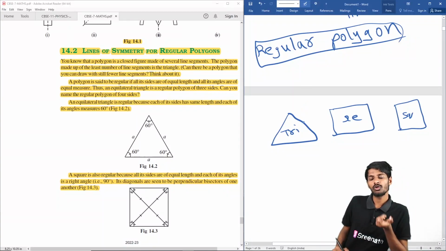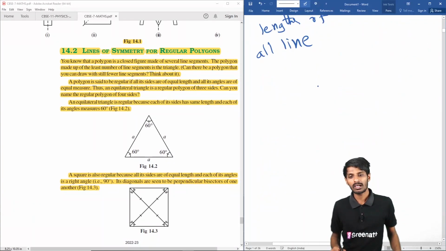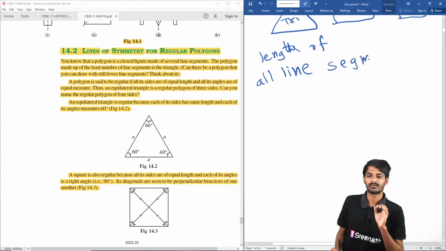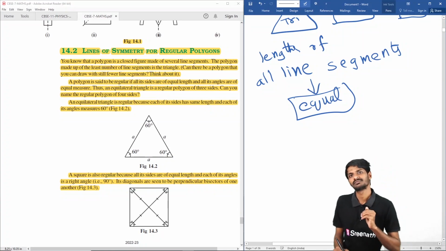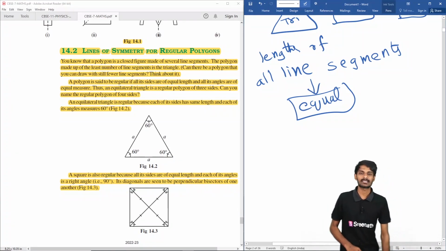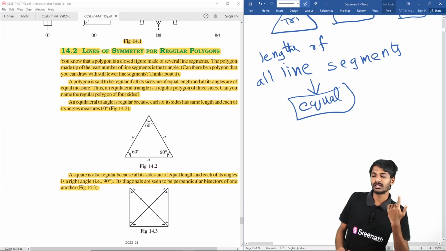So if you see, a polygon is formed by line segments. Line segments are arranged like this. These line segments will have some length. If the lengths of all line segments are equal, then those polygons are regular polygons.